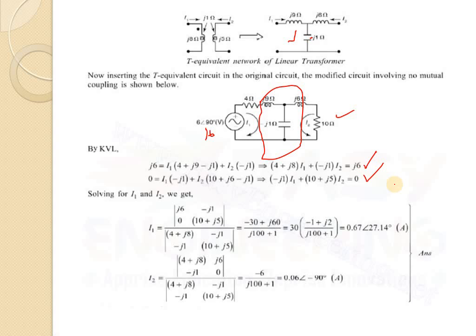Using our tool, we have solved these two equations and we are getting the values of I1 and I2. Here I1 is 0.67 angle 27.14 degrees and I2 is 0.06 angle minus 90 degrees. Both units are amperes because it is current.